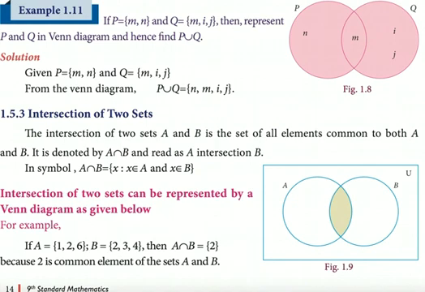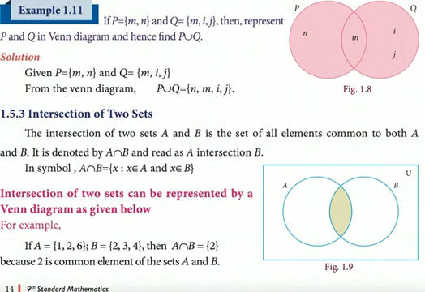If P is {M, N} and Q is {M, I, J}, then represent P and Q in a Venn diagram. Hence find P union Q. See, this is the Venn diagram. P union Q is nothing but {N, M, I, J}. From the Venn diagram, we can simply tell.